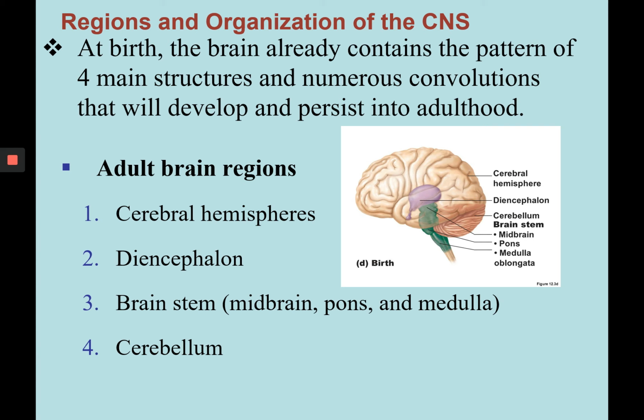You may also be asked to list the three structures of the diencephalon, and those are the thalamus, hypothalamus, and epithalamus. The epithalamus is also known as the pineal gland. For the brainstem, there are also three structures: the midbrain, pons, and medulla oblongata.